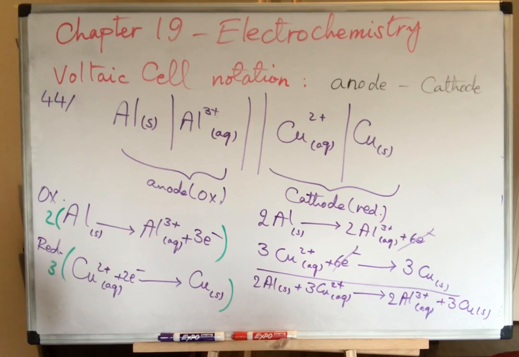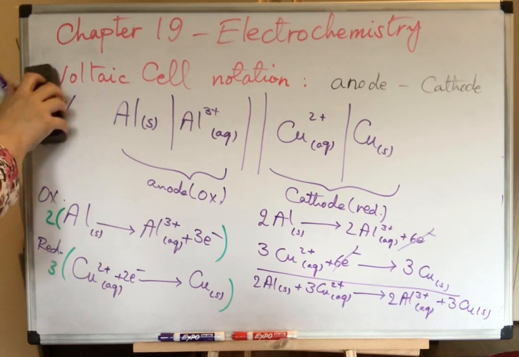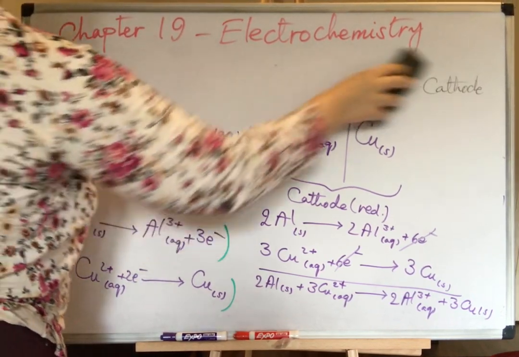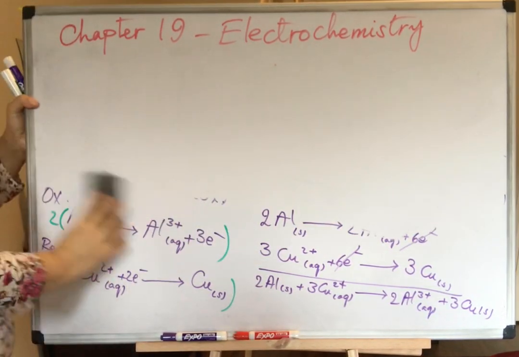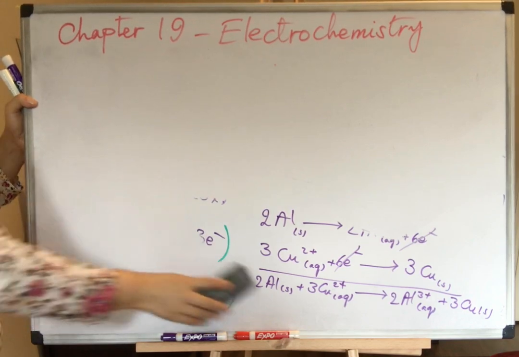Now we can focus more on the flow of electrons and do some more calculations about the electrochemical reactions. But we said we have two electrodes, and between the two electrodes we have a potential difference.